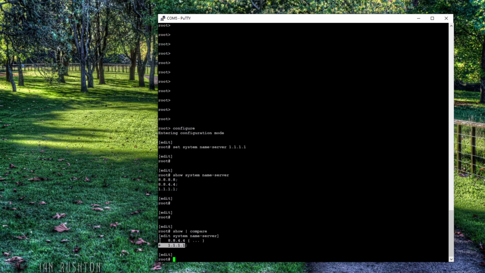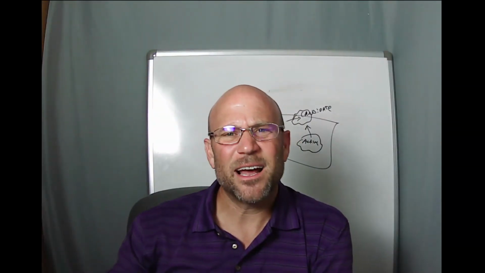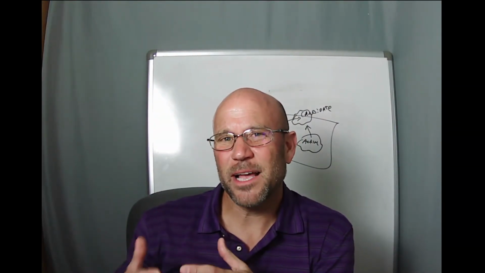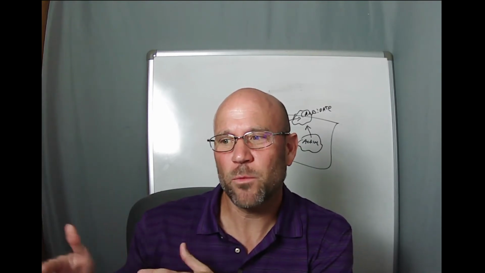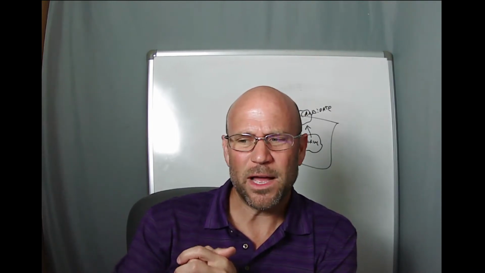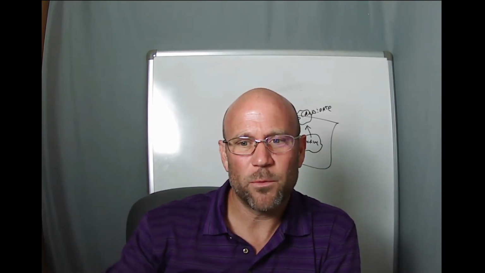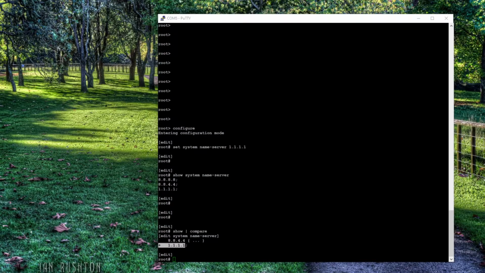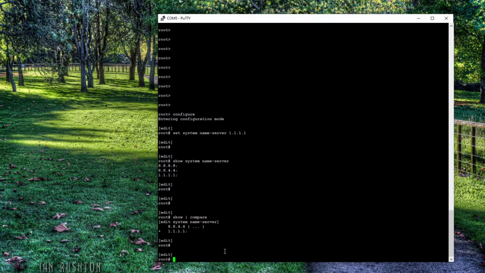So I used to think when I would see that, what just happened here? I just typed set system name server 1.1.1.1. When I type show pipe compare to see my pending changes, why am I seeing 8.8.4.4 and 1.1.1.1? But it's only a point of reference. Junos is simply trying to tell you, after this command, we are going to add, with a plus sign, that command. The way that you see that pending change is with show pipe compare.